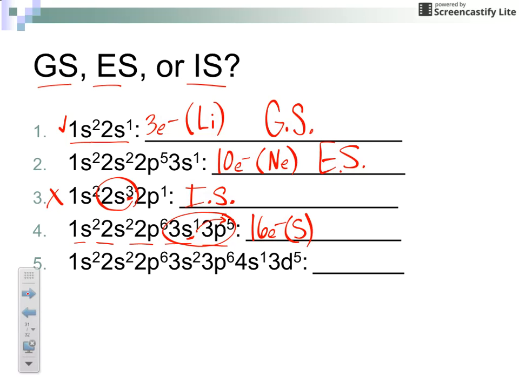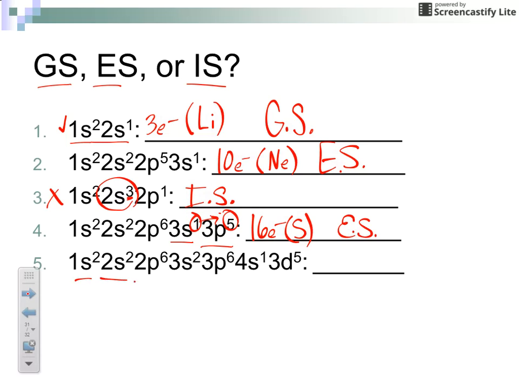So this one is an excited state. The reason, again, it's not impossible is because it is possible to have a 3s orbital with 1 electron in it. That is possible. It is possible to have a 3p orbital with 5 electrons in it. So it's just excited. One of the electrons jumped up too early. Okay? Let's look at the last one.